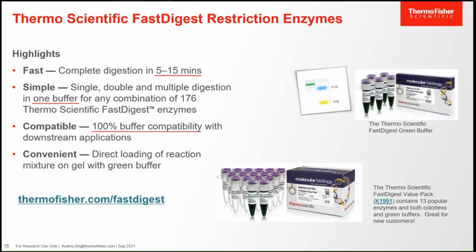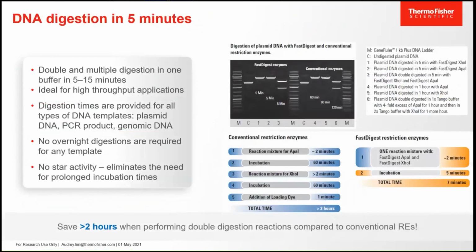FastDigest enzymes come in either colorless or green buffer format, which contains a loading dye for direct gel loading after restriction digestion. The green buffer separates into a blue and a yellow band, which migrate at different speeds upon gel electrophoresis, so it gives you a visual cue of how far your bands have resolved. Now let's take a look at FastDigest restriction enzymes in more detail.